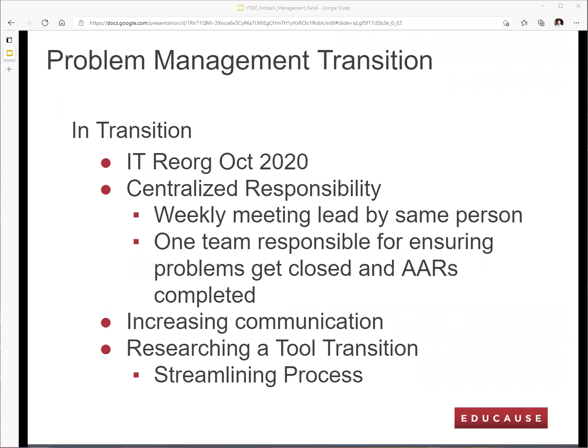And so when we reorged in October 2020, we did a full centralization of IT. We had a decentralized, centralized model before. We are now a fully centralized model of IT. So we absorbed a lot of departments, a lot of employees, a lot of services that were not ours. And in that process, we decided to also centralize the responsibility of problem management.